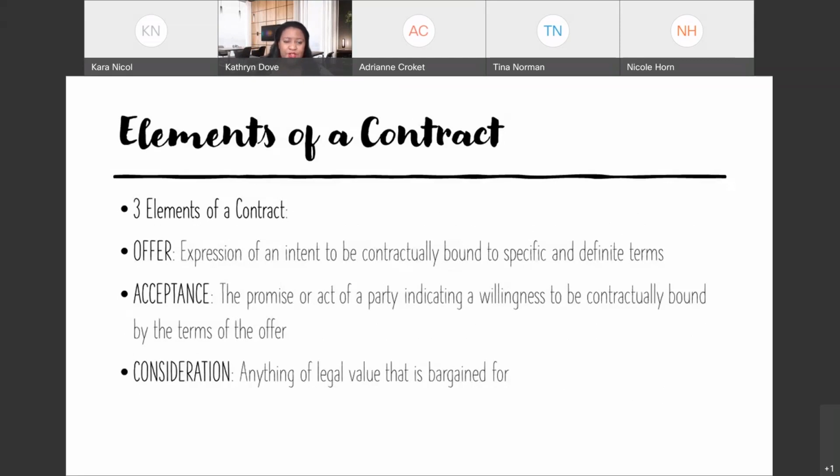And there also has to be something of legal value that's bargained for. So if you say, okay, I accept your offer to drive me to the mall tomorrow, and I'm paying you $10 for gas, and you give me $10, that's a contract because there's an offer to drive you to the mall. You accepted the same terms of the offer, and you provided consideration, which is something that is bargained for. You know, I wanted $10, you wanted to be driven to the mall. We exchanged promises, and there was an exchange of consideration.